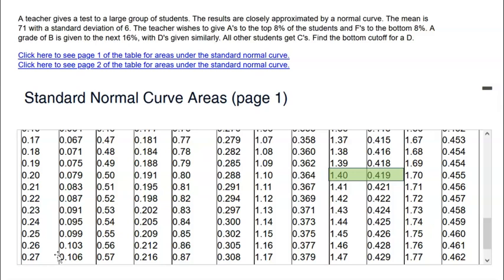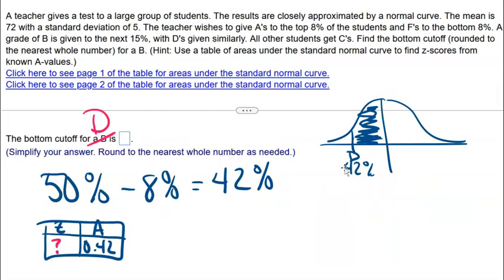But I don't see a 0.42, right? I see a 0.419 and a 0.421. 0.421 is too much. 0.419 is not enough. But if I round this value right here, it really is 0.42. So that's the value I need. It's associated with a z-score of 1.4. Okay, so I go back to my work and I know that z is 1.4.